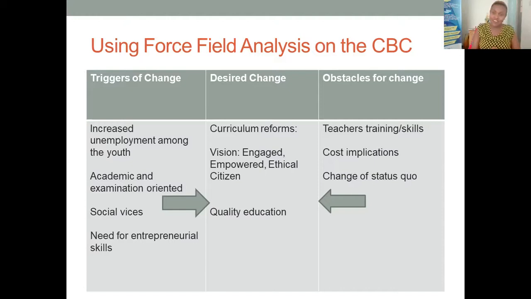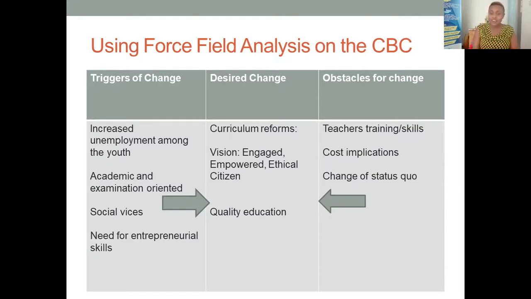Now, the driving forces, also known as the triggers of change, things to do with increased unemployment. We have had issues of unemployment in our country, and people have been thinking, maybe we need to do things a little bit differently. Probably we need to give our young people different skills that can make them a little bit more self-reliant rather than them focusing on getting a job. There have been issues to do with the internal environment. So increased unemployment is an external factor.